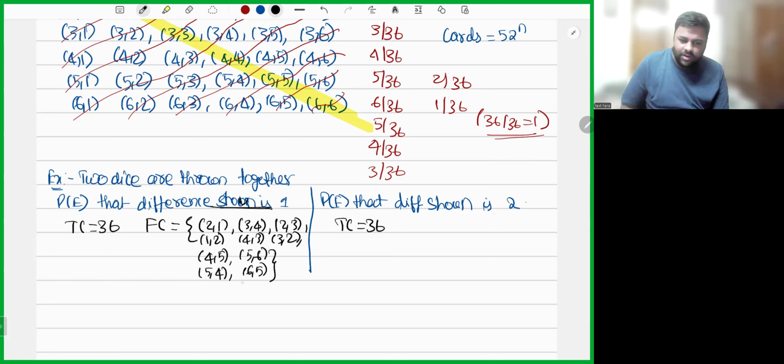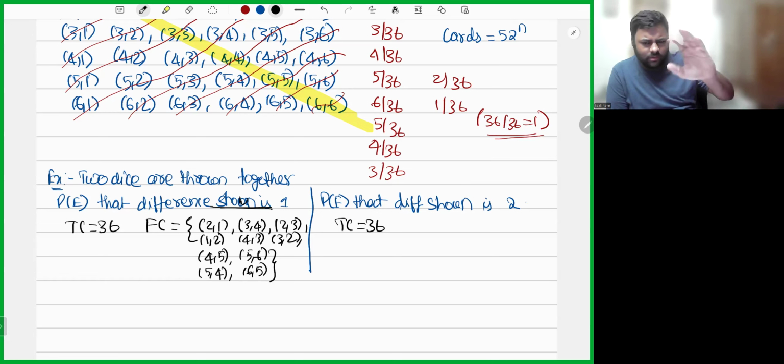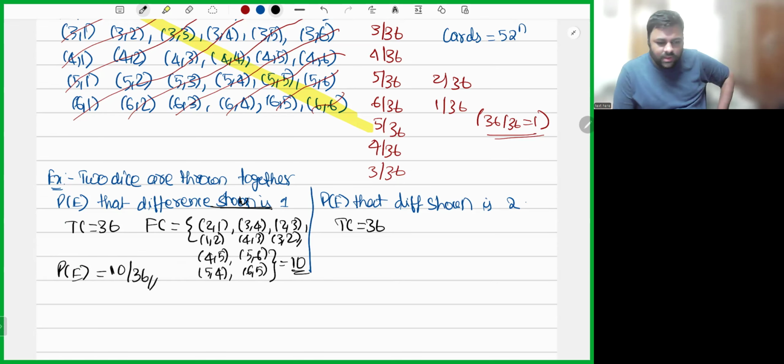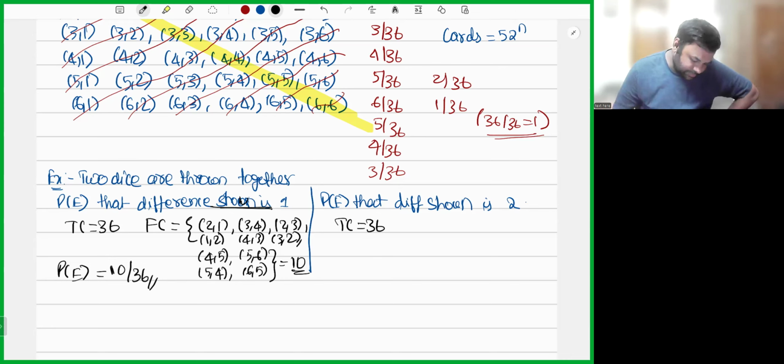Still any other cases there where difference is 1? It can be positive or negative. Nobody cares. Okay, so 1, 2, 3, 4, 5, 6, 7, 8, 9, 10. There are 10 cases where you got difference as 1. So probability is favorable cases 10, total cases 36. 10 by 36. You want to simplify, you can simplify, depending upon the options, not our choice, depending upon the options.